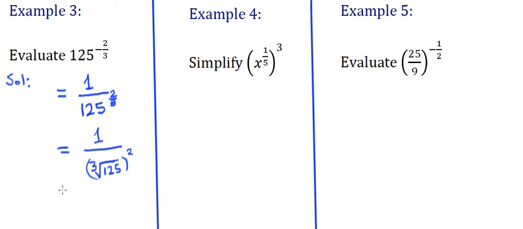Now, the cube root of 125 is just equal to 5. And 5 squared will be just equal to 25, right? So the final answer should be 1 over 25. Good.